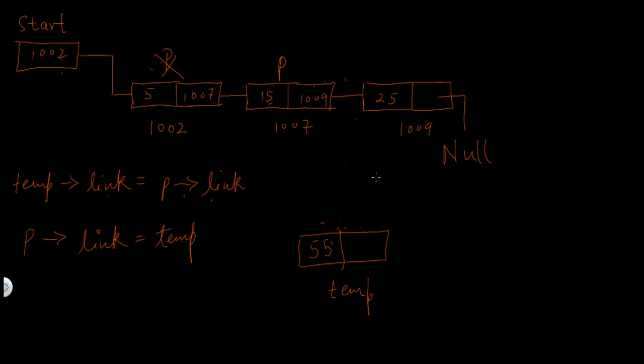So temp link means link part of this node, and link part of this node will be assigned p link, and p link means link part of this node, which is the address of this node, which according to this example is 1009. So 1009 will be assigned to temp link.